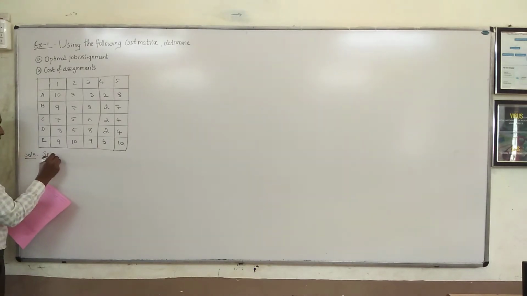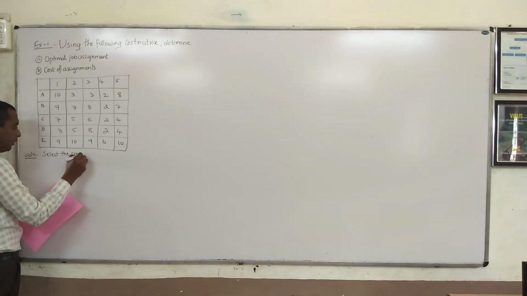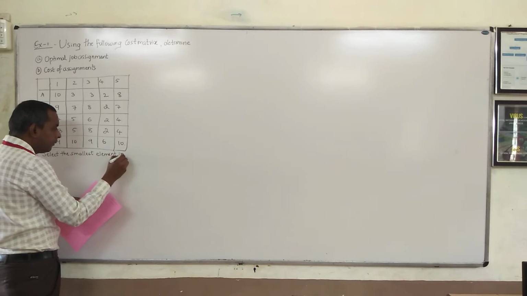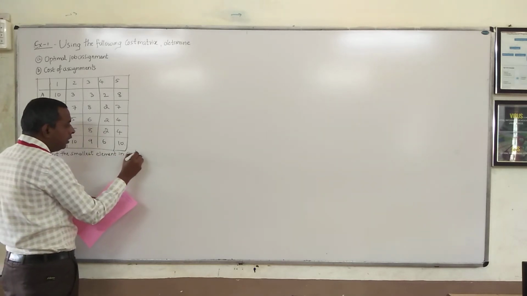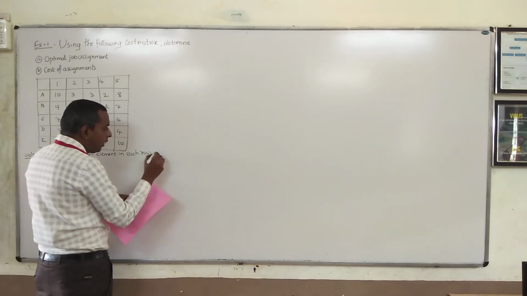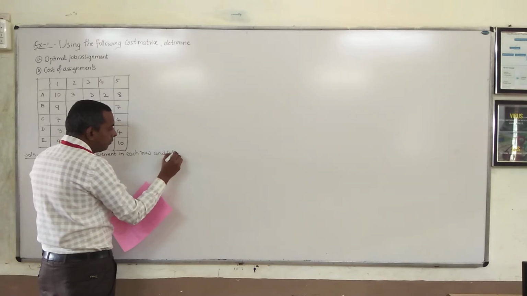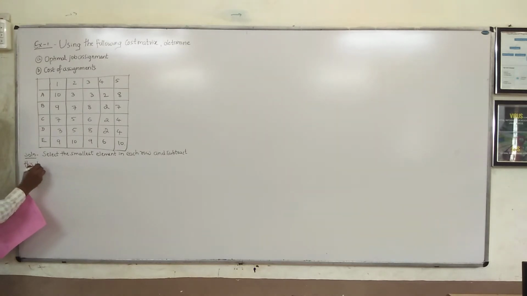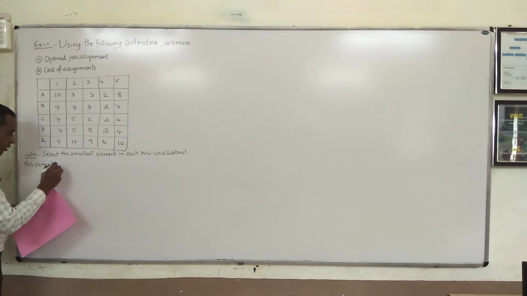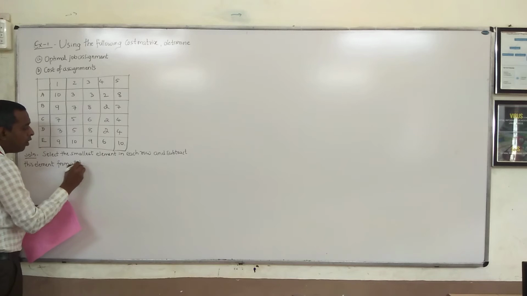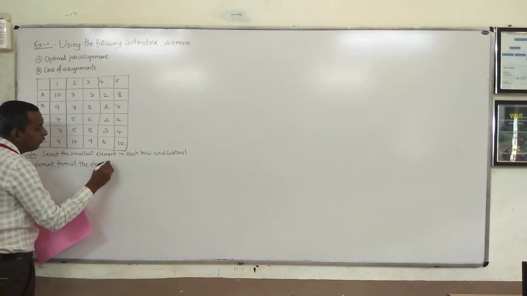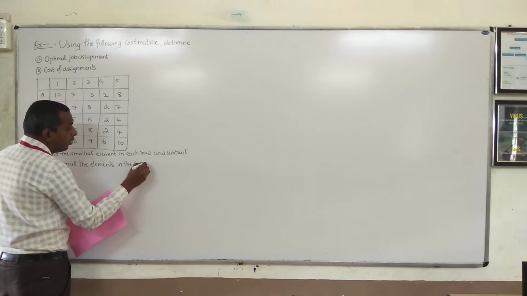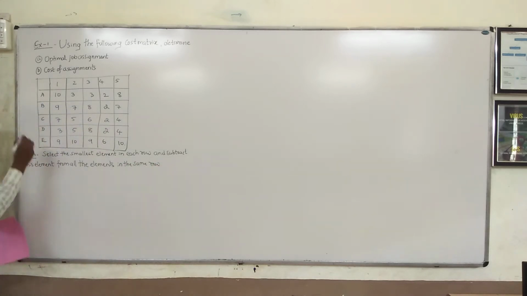Select the smallest element in each row and subtract this element from all the elements in the same row. Fine. So what happens here if you are supposed to do it?